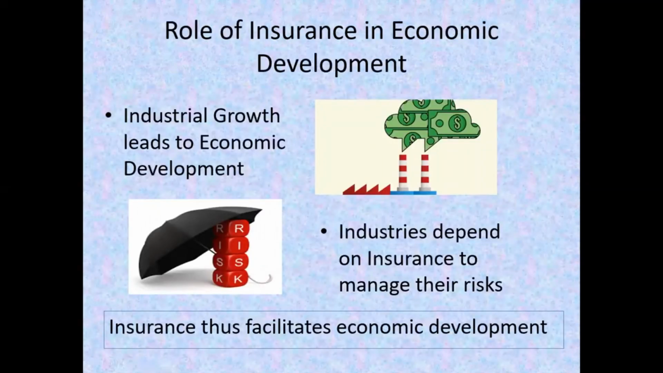And of course, insurance plays a huge role in the economic development of a country. Like we saw already, industrial growth will happen once there is business continuity. And industries depend on insurance to manage their risks, especially nature, like floods, the risks which are beyond the control of the industry owners. So that way they can manage their risks. Insurance thus facilitates economic development in a country.